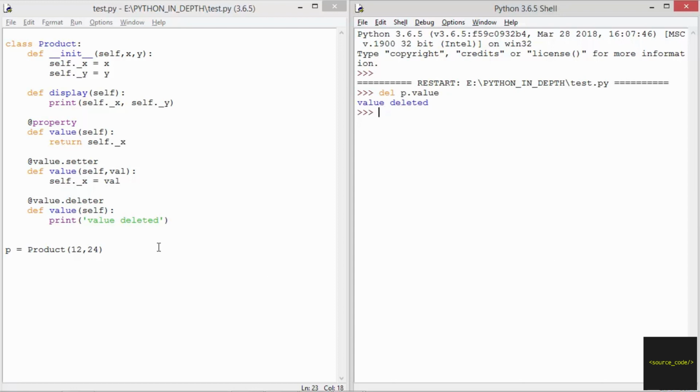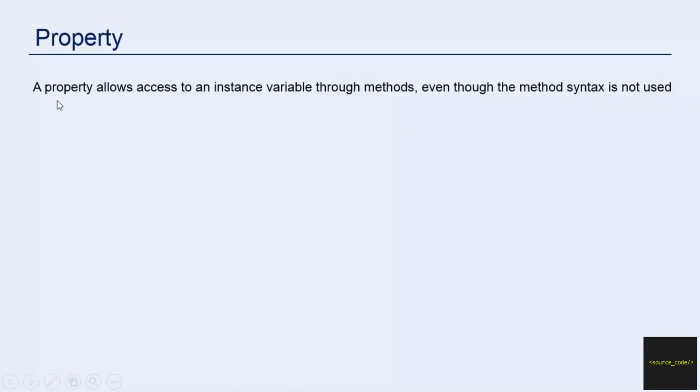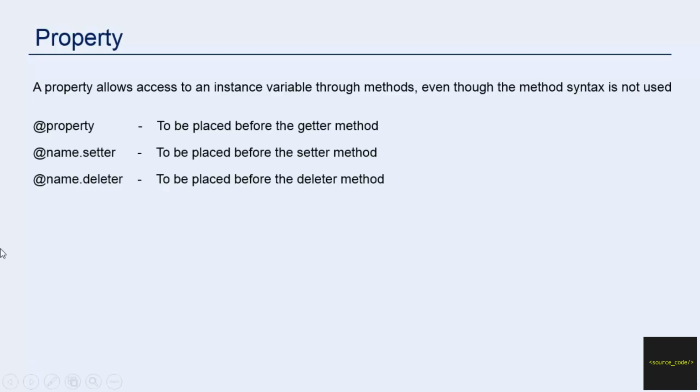Now let us summarize whatever we have learnt about properties. A property allows access to an instance variable through methods, even though the method syntax is not used. Using the property syntax, we can define methods that are automatically called when an instance variable is referenced, assigned, or deleted. For getting a property, you need to write this line just above the method definition. For setting a property, you have to write this line, and for deleting a property, you need to write this line. The names of these methods are same, and all of them take self as the first argument, and the setter method takes an additional argument for setting the value of the property.